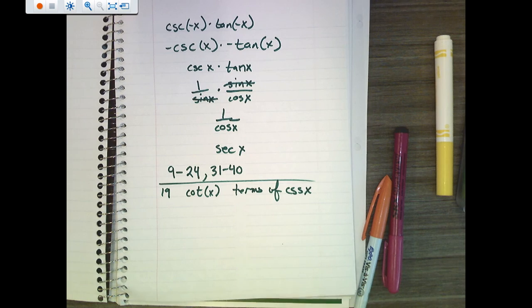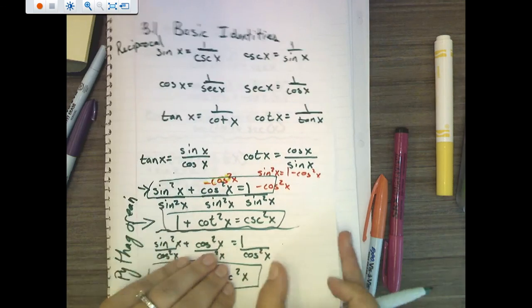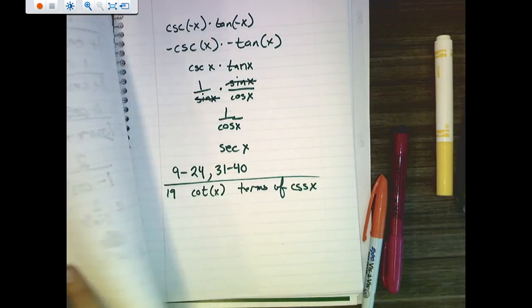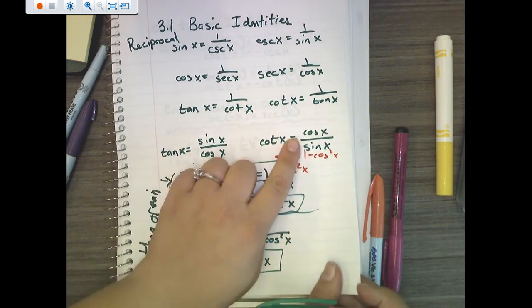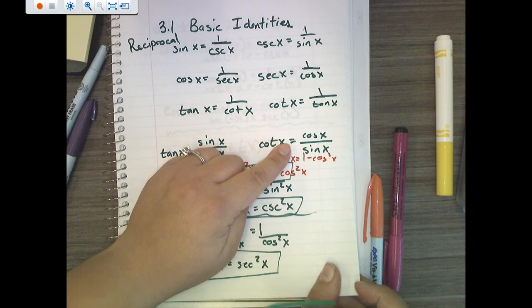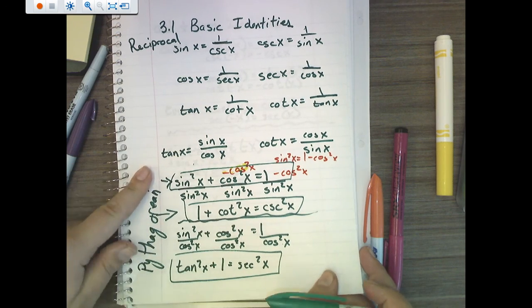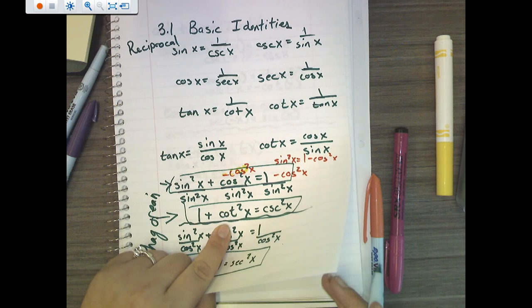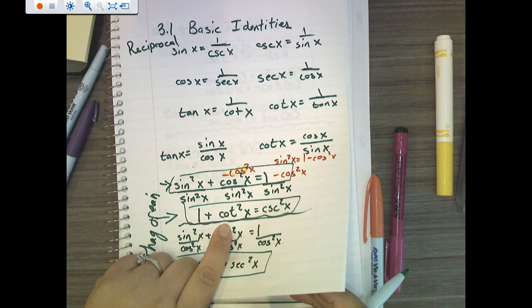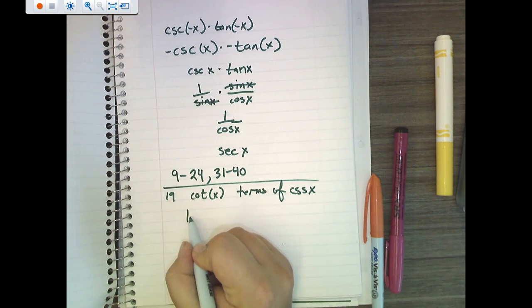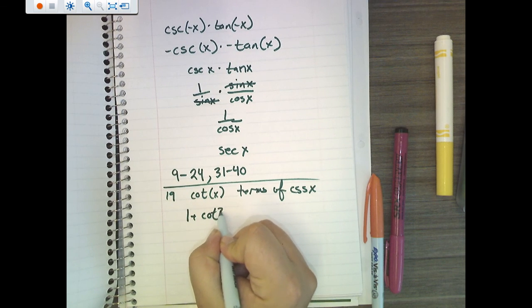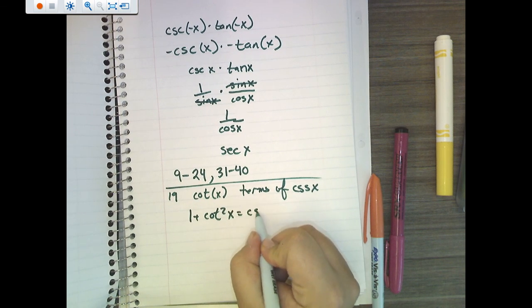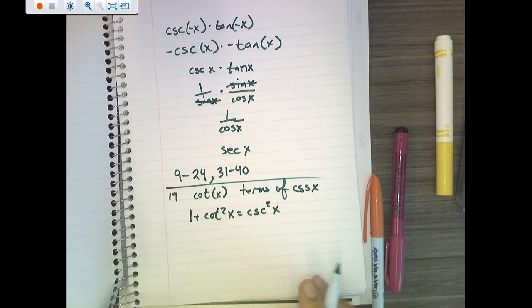So we go back and look at our equations, so we're looking for cotangent and cosecant. So cotangent does not have a cosecant in it. Okay, so then I look for my Pythagorean identities. Cotangent and cosecant are in this one. So I have 1 plus cotangent squared of x equals cosecant squared of x. So I just find the only equation that I can find.